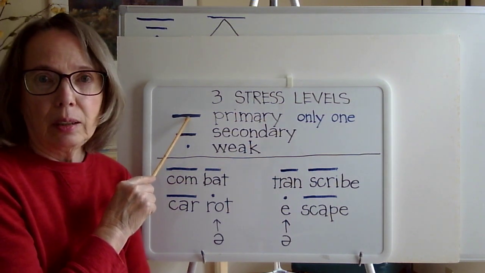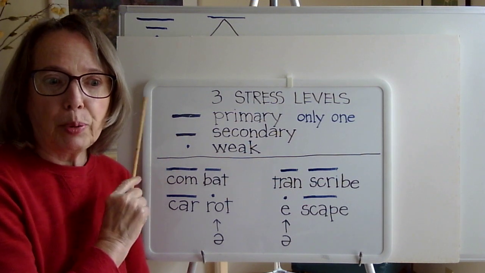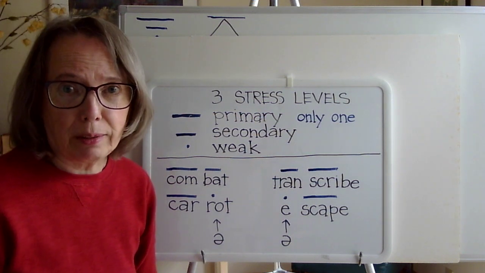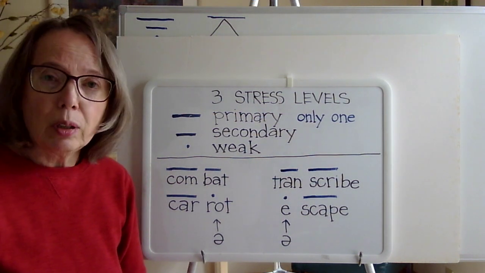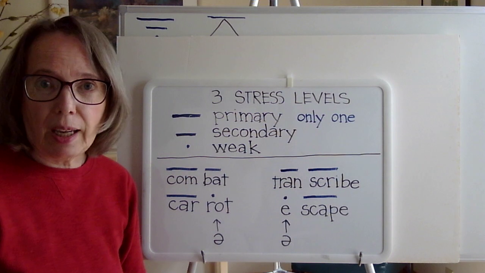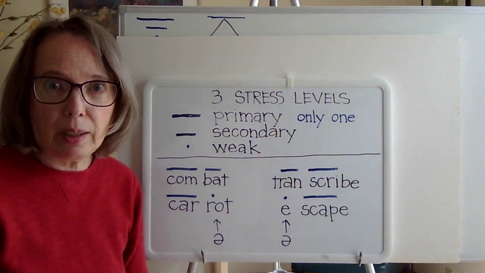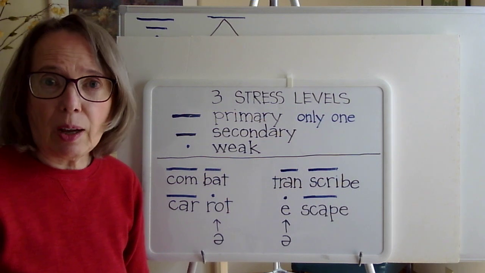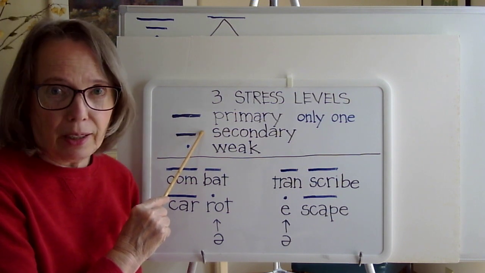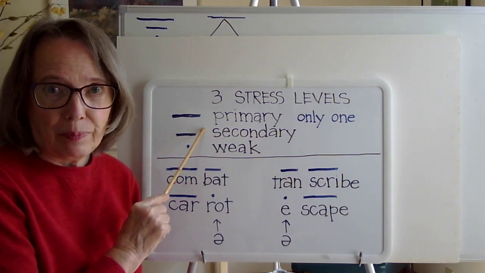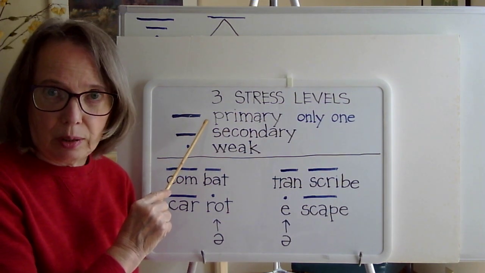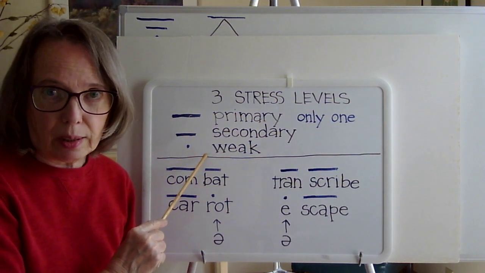The first one, the strongest one, is the primary syllable. And there's only one in each word. So a one-syllable word or a seven-syllable word will only have one primary syllable. And that will have a full vowel. Then we have a secondary stress, and we have the weak stress. So secondary is between the strongest and the weakest.